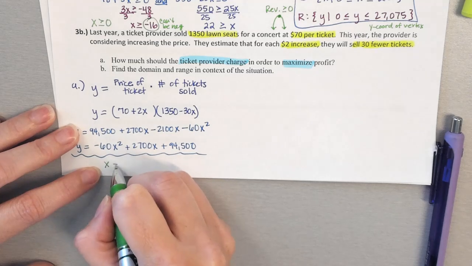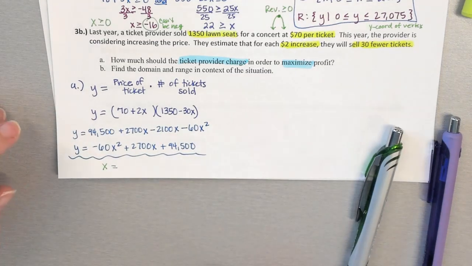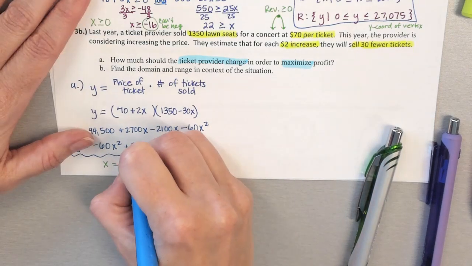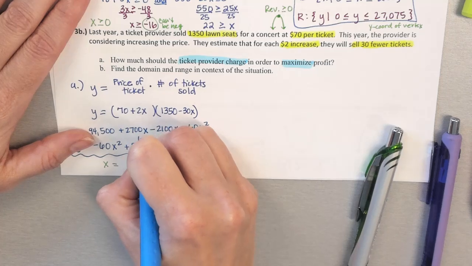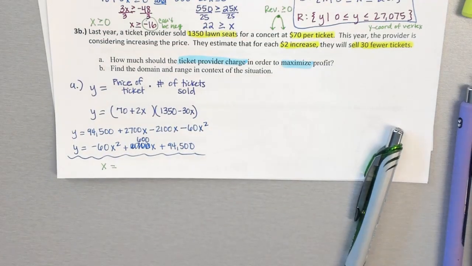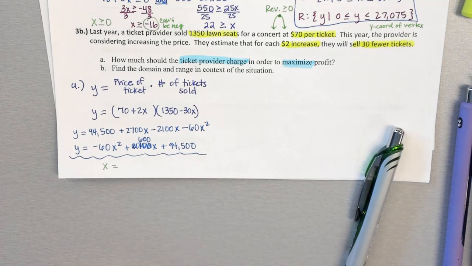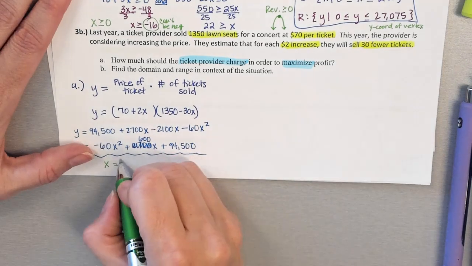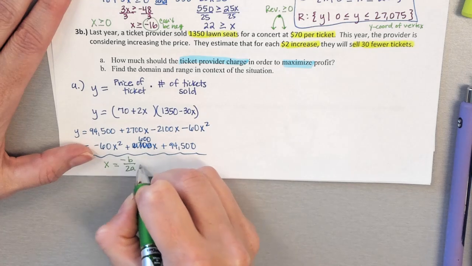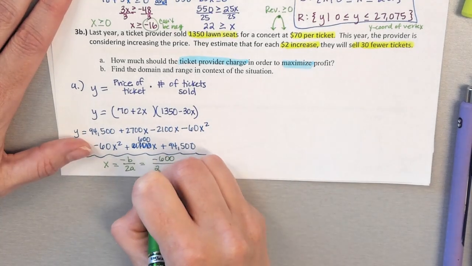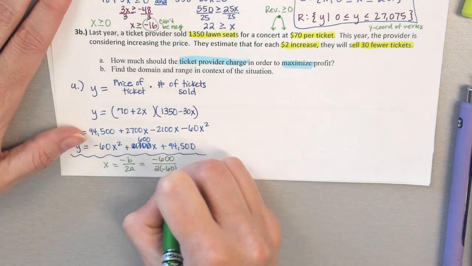Wouldn't it be 600? Oh, sorry. Yes, it would be 600. Sorry, thank you for telling me. 600. Yes. Okay, so the 2700 minus the 2100 is your 600, and then we're going to do the opposite of b over 2a. Okay, so we're going to do the opposite of 600, and then 2 times negative 60.